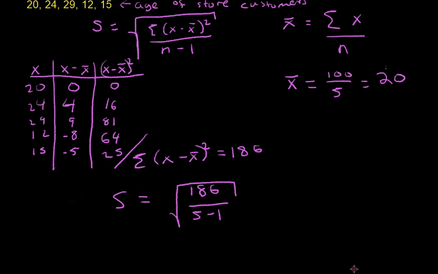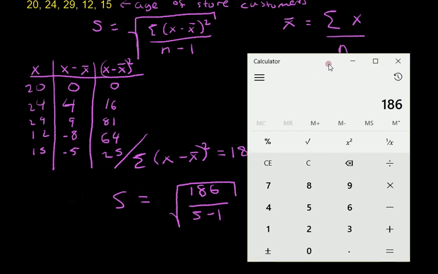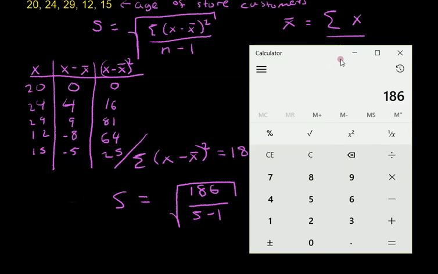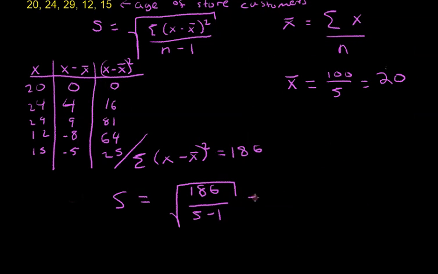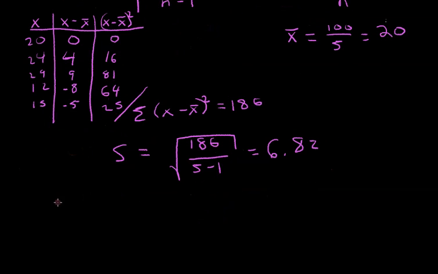Let's pull out our calculator and try this. 5 minus 1 is 4. So 186 divided by 4, and then take the square root of that number. So 6.82. I'll go ahead and round up, so that 9 rounds that 1 to a 2. So 6.82.